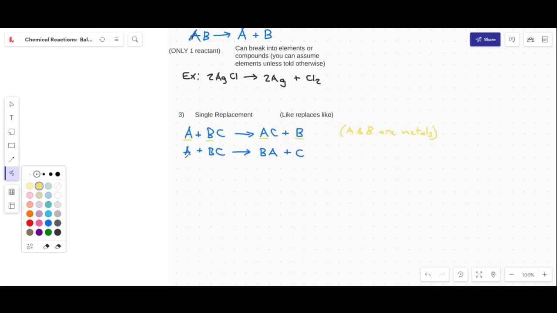If, however, A and C are nonmetals, then A is going to switch places with C. So the second situation is what would happen if A and C were nonmetals. Does that make sense?